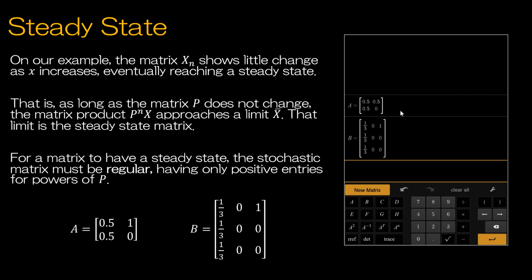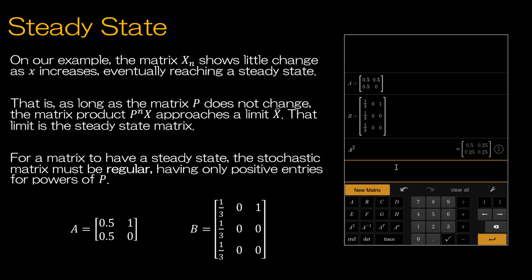So if I'm looking at matrix A, right now, A doesn't appear to be regular only because there is a 0. Remember, for a matrix to be regular, all of the entries have to be positive, and 0 is not positive. But if I take A and square it, I can see that now I have all positive entries, and therefore A would be a regular stochastic matrix.